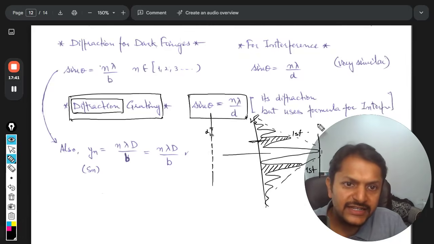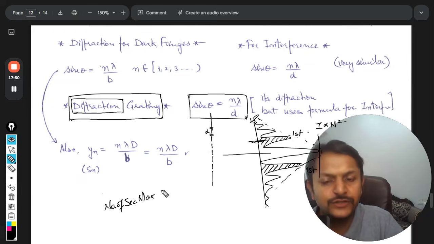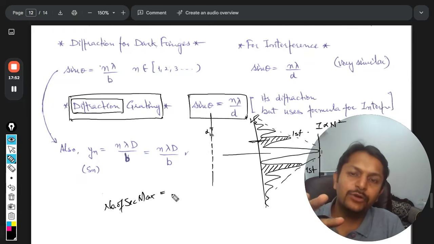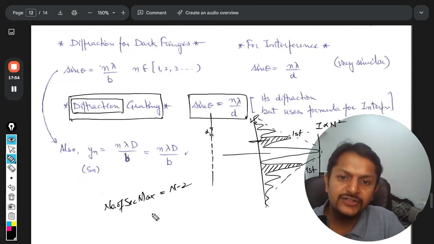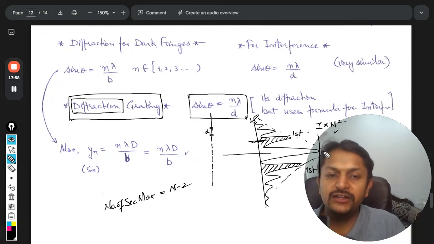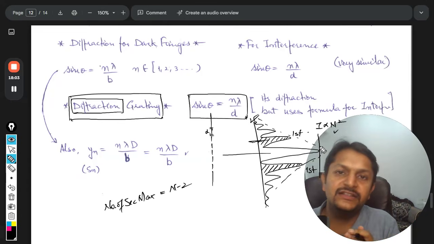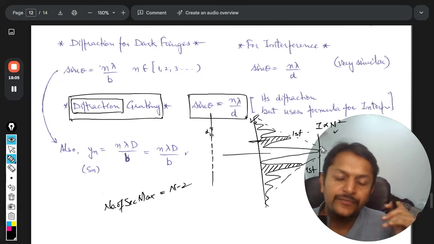The intensity here is directly proportional to the square of the number of slits. I'm just giving this for the sake of revision. If you're using n number of slits, it will be n minus 2 number of secondary maxima. And the more the number of slits, the secondary maxima keep on decreasing their intensities, so they keep on vanishing.